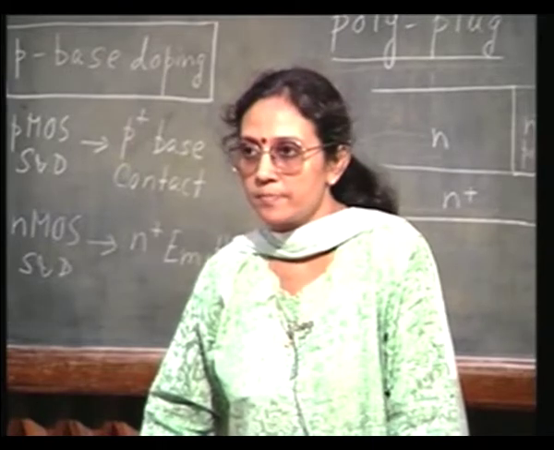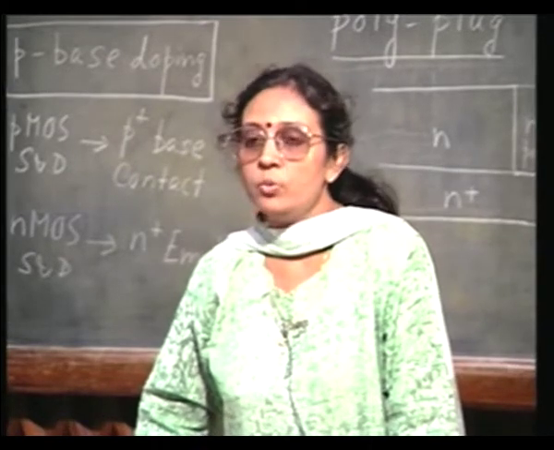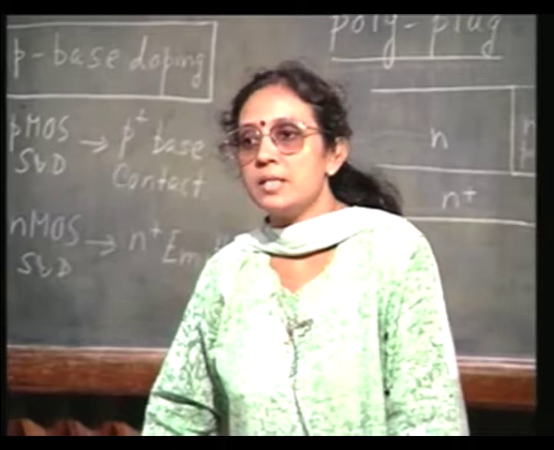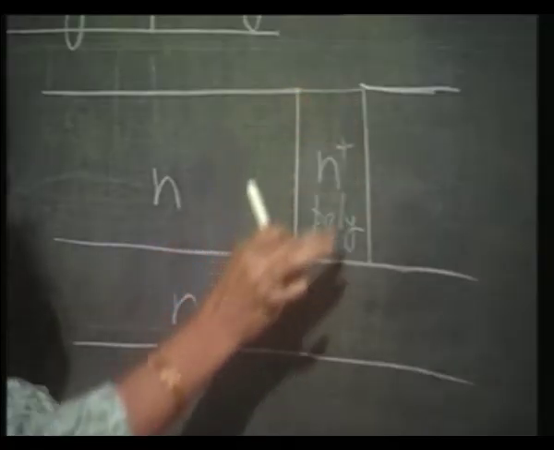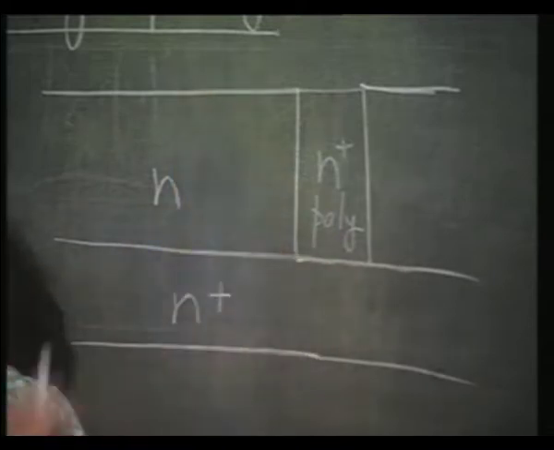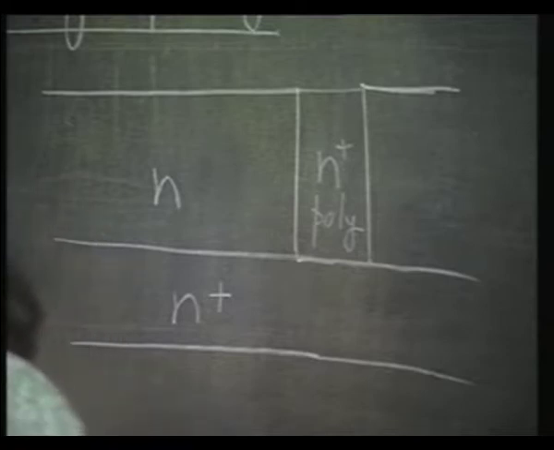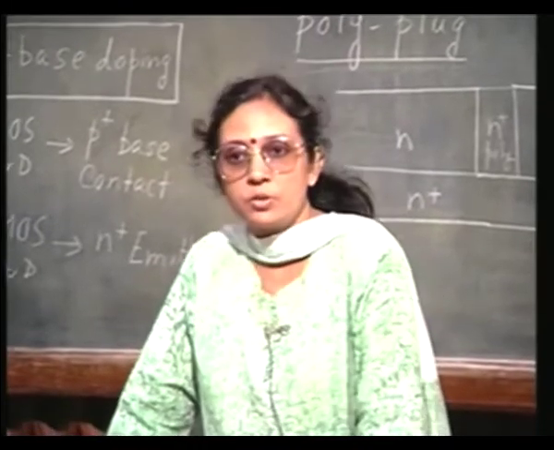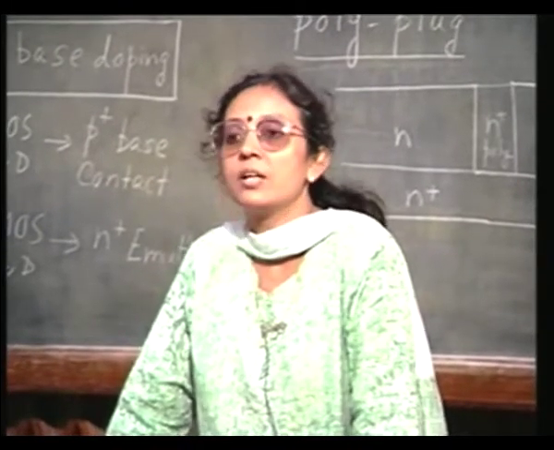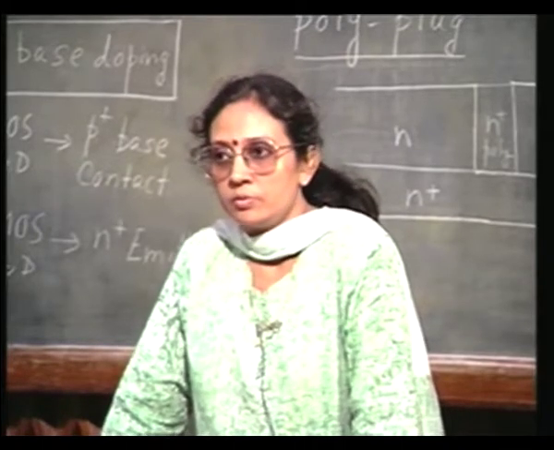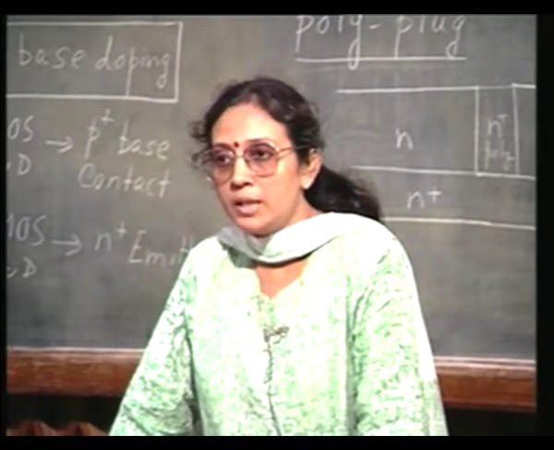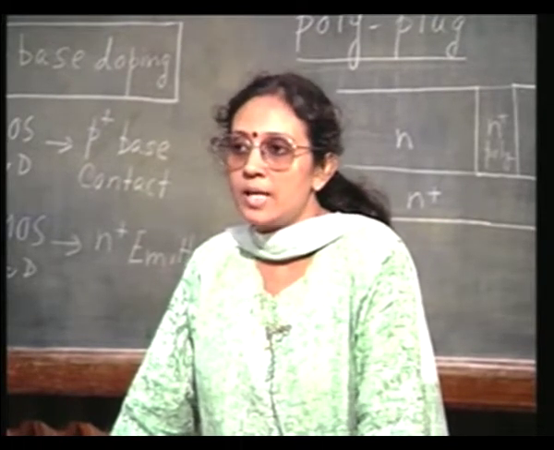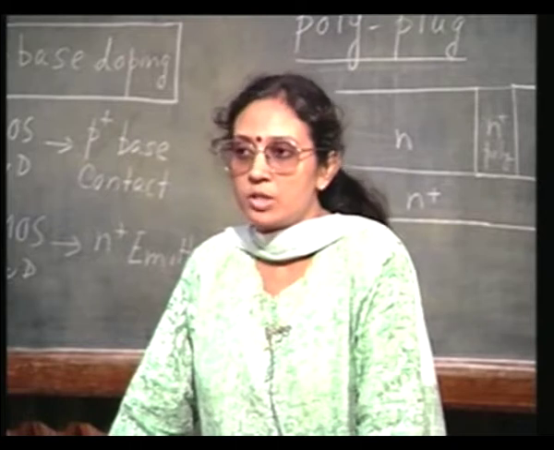So, if you want to increase the packing density, a better idea might be to open a window of the required dimension and then fill it up with N plus poly, so that the lateral spread is reduced and the packing density is further improved. This is called the poly plug, N plus poly collector plug as well as the N plus poly substrate contact plug.